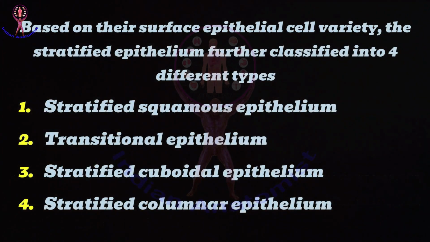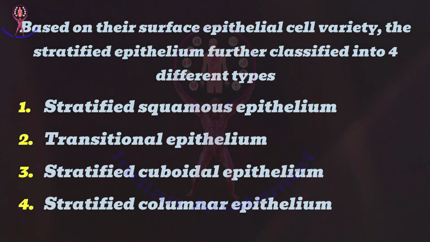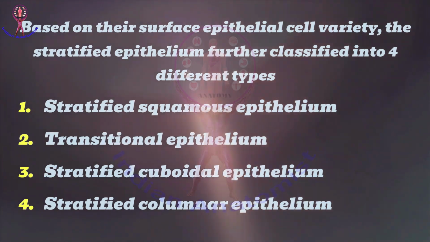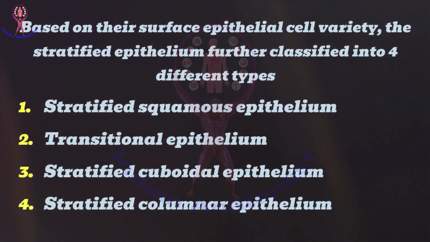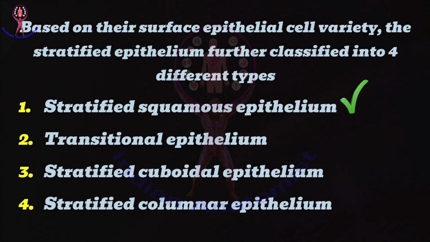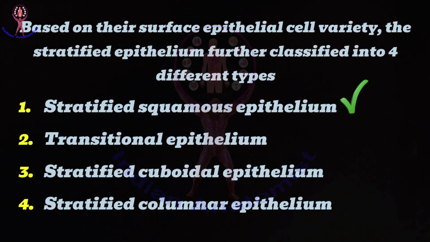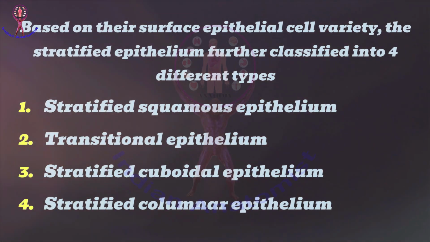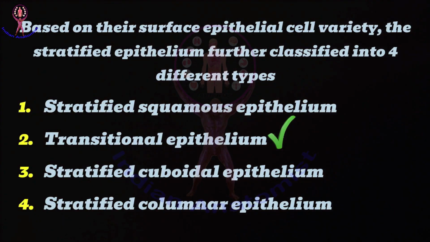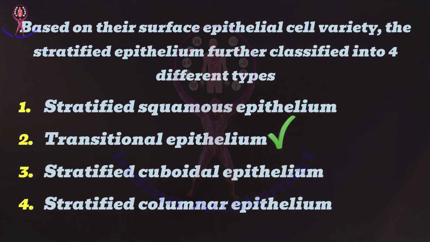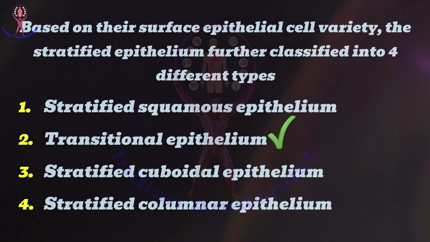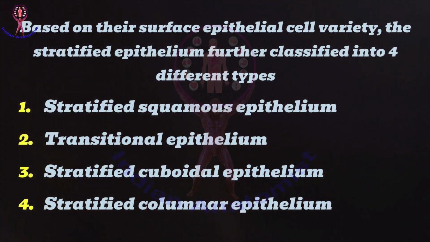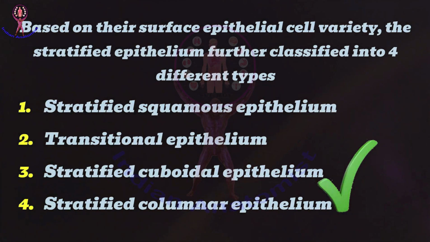The stratified epithelium is further categorized into 4 different categories based on the variety of their surface epithelial cells. 1. Stratified squamous epithelium is a type of tissue characterized by many layers of flat or squamous cells on the surface. 2. Transitional epithelium refers to a type of tissue that can stretch and contract in response to changes in the volume of the organ it lines. 3 and 4. These are restricted or limited types of epithelia present in the human body.